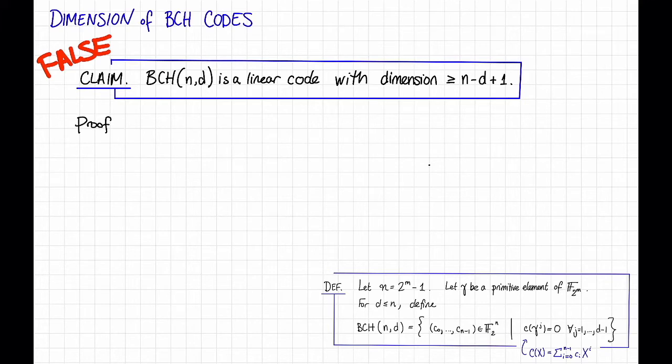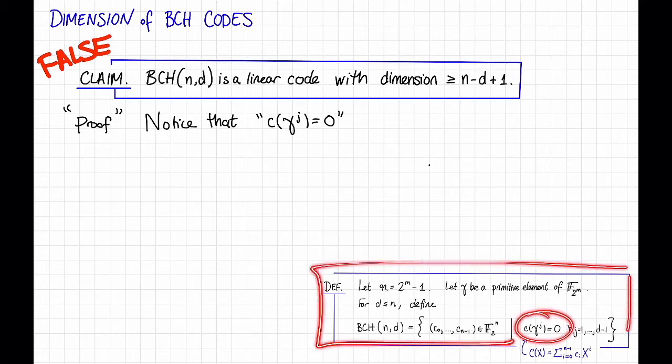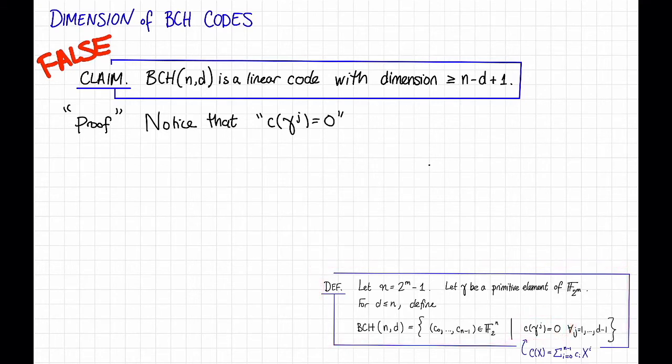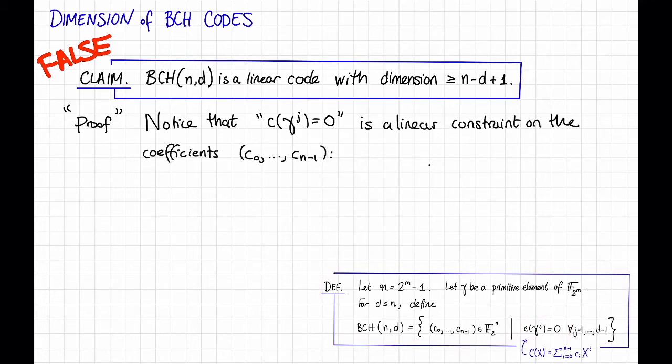Okay, so here's a proof. I'll put it in quotation marks because it will not be correct. First, notice that the condition c of gamma to the j is equal to 0, from the definition down here, I've just copied the definition of a BCH code down there. This condition is a linear constraint in the coefficients c0 through c(n-1). That is, the linear constraint looks like this: the sum from i equals 0 to n minus 1 of gamma to the ji times ci is equal to 0.